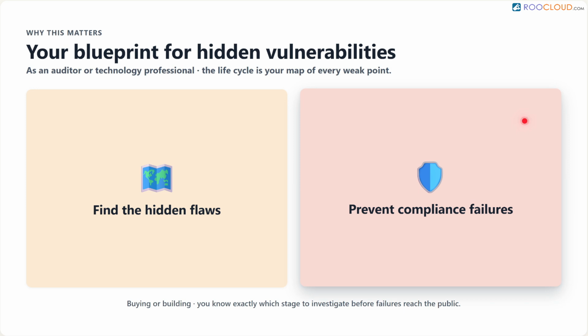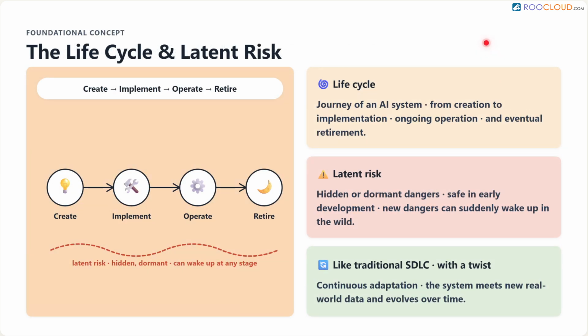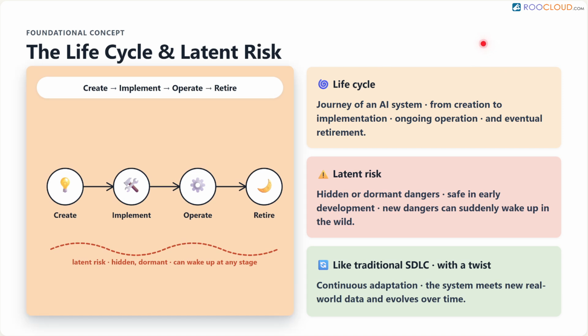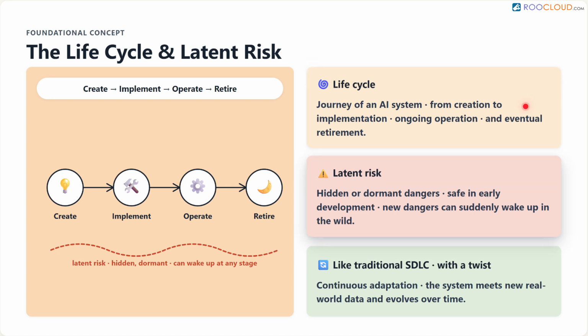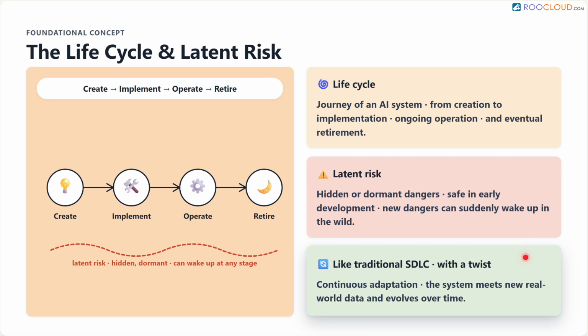Before we dive into the specific phases, let us talk about the overarching concept of the artificial intelligence lifecycle. Similar to traditional software development, this is the journey of a system from creation to implementation, ongoing operation, and eventual retirement. But artificial intelligence introduces a unique challenge called latent risk. Latent simply means hidden or dormant. A system might look perfectly safe during its early development, but as it encounters new information in the real world, it adapts and new dangers can suddenly wake up.